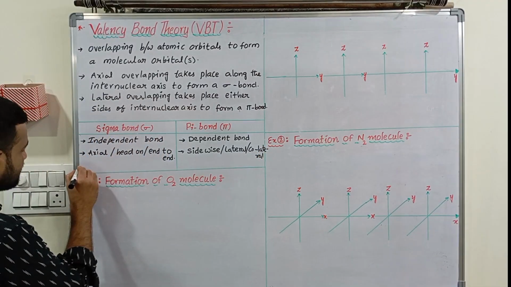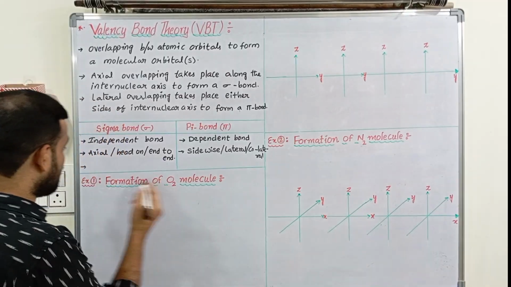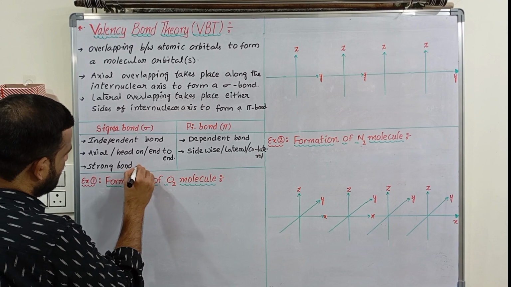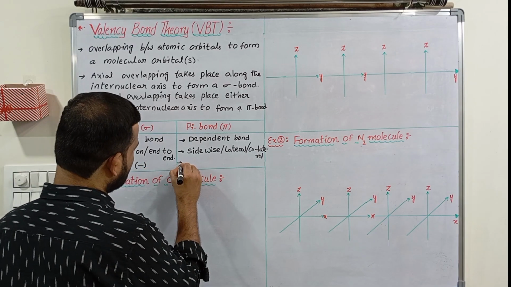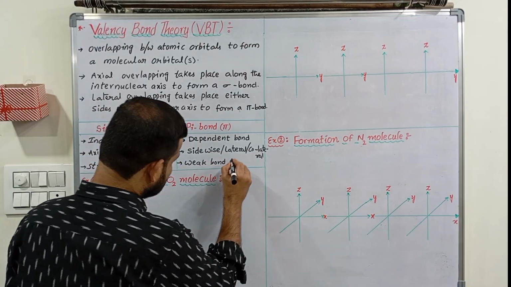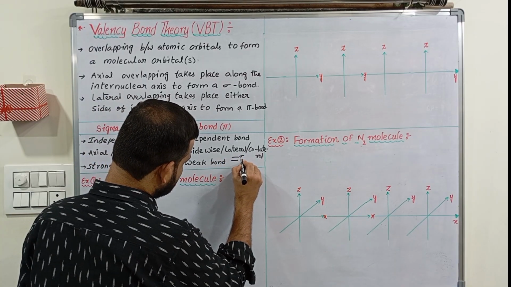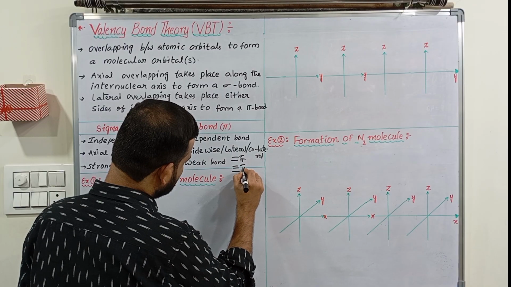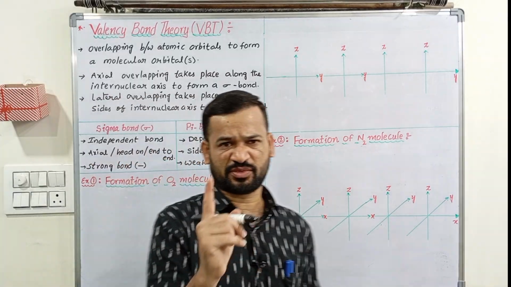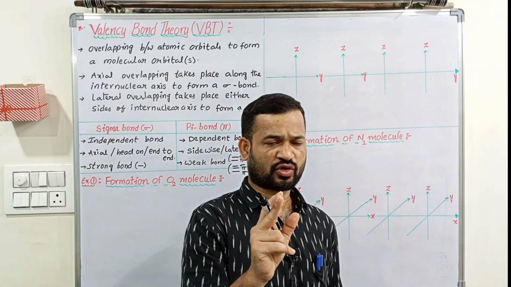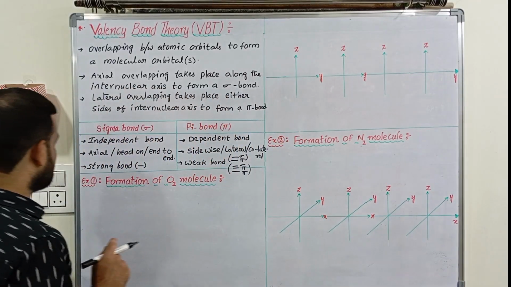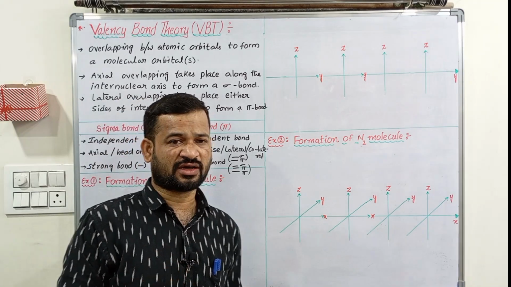Compared to the pi bond, the sigma bond is a strong bond, and it is a single bond. And the pi bond is a weak bond. We know that in a double bond, one sigma bond and one pi bond are there. In a triple bond, one sigma bond and two pi bonds are present. Understand? If only a single bond is there, it is only a sigma bond, there is no pi bond. In a double covalent bond, one sigma, one pi. In a triple covalent bond, one sigma, remaining two pi bonds. So this is the difference between sigma bond and pi bond.